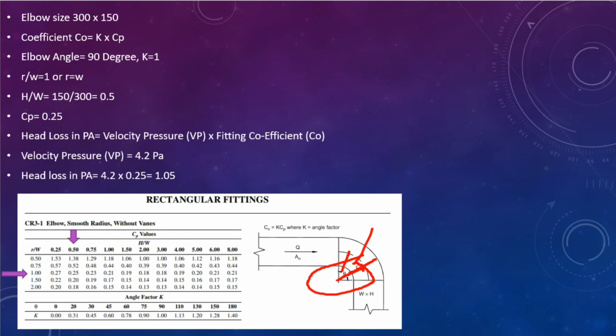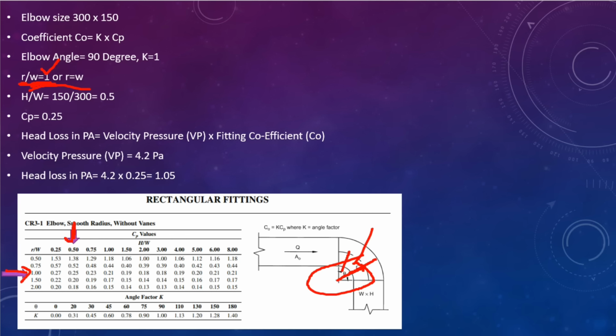So R by W is equal to 1, because in our case the width is 300, the R is 300, so R by W is equal to 1. In some projects we will use R by W equal to 1.5 also. So you have to make sure what R by W is in the drawing. Mostly it will be 1 or 1.5. So here R is equal to W, R by W is equal to 1, because radius is 300, width is 300 already. So we have to go with this one.